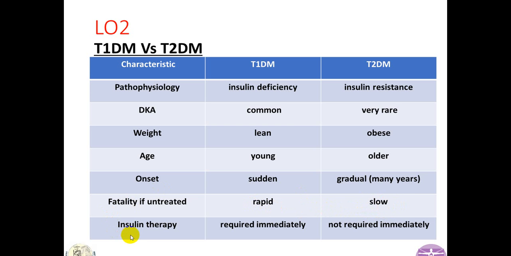What about insulin therapy? Insulin is required immediately for people with type 1 diabetes because they don't have insulin, as we said. There is a state of insulin deficiency. While in type 2 diabetes, because the major pathophysiology is insulin resistance, they have insulin, especially in the early stages of the disease. So insulin is not required immediately, but later on, we're going to need insulin in the treatment.